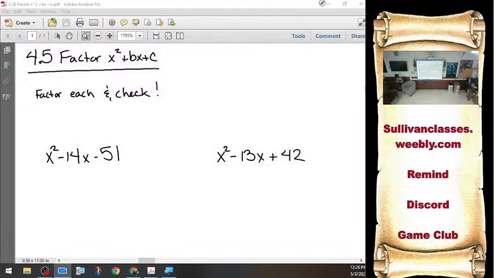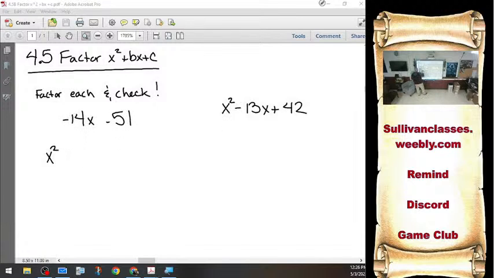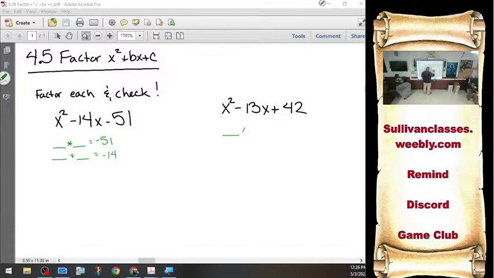Here we go. Oh, you're gonna be that way, huh, Frank? Yep, you're gonna be that way. Okay. So in each case, I want what times what makes negative 51, but adds up to negative 14. I want what times what makes 42, but adds together to make negative 13.